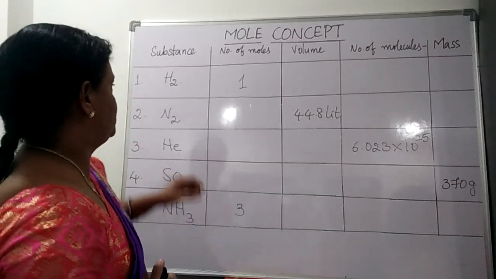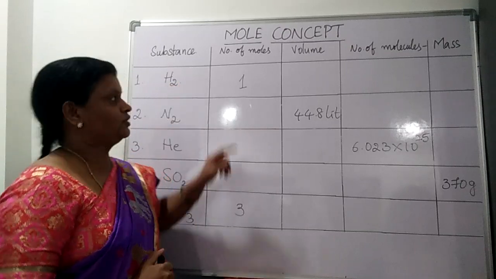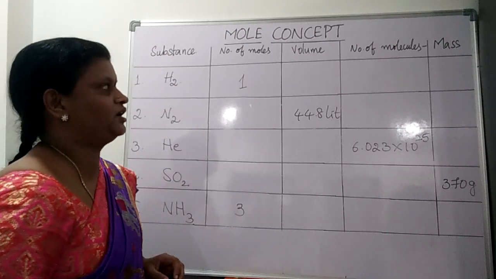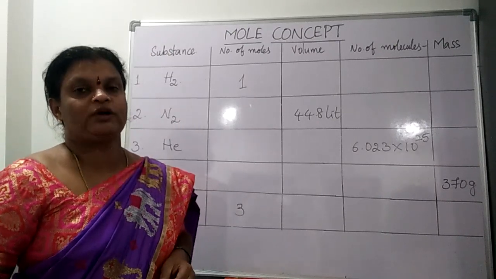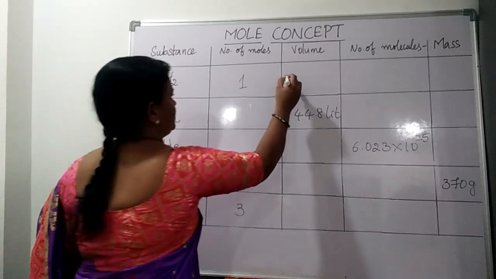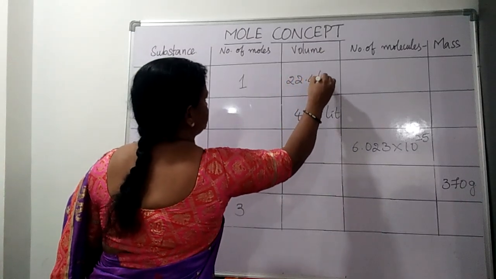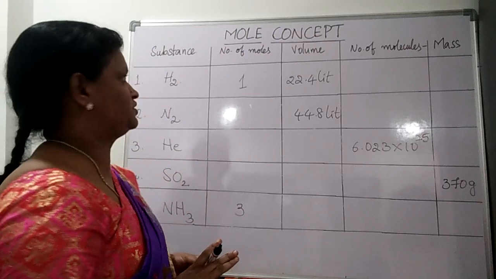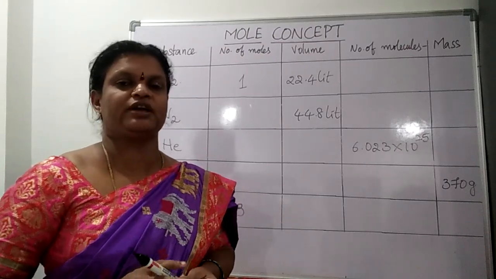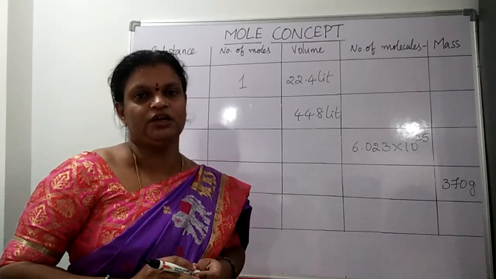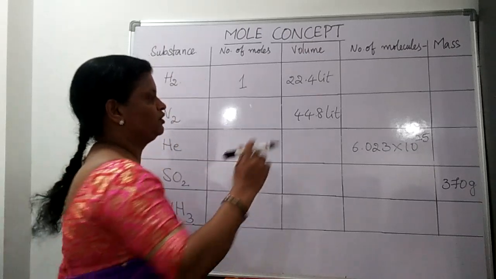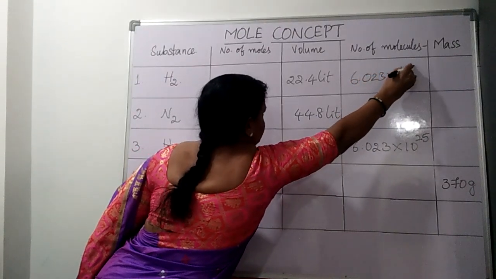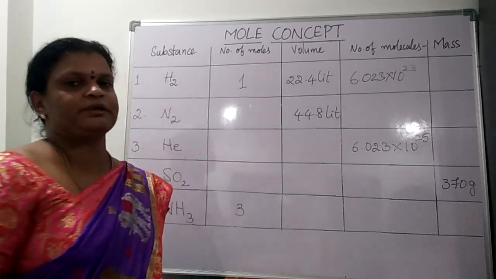Just observe that. First of all, coming to hydrogen gas, 1 mole of hydrogen gas. What is the volume of 1 mole of hydrogen gas? Everybody knows that 1 mole of any gas occupies 22.4 liters of volume. So simply we can write here 22.4 liters. Then what about the number of molecules? As I have given already, 1 mole, so we can write simply 6.023 into 10 power 23, which is nothing but Avogadro number. These many hydrogen molecules are present in that gas.